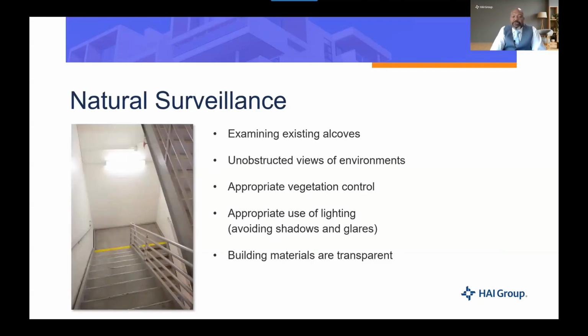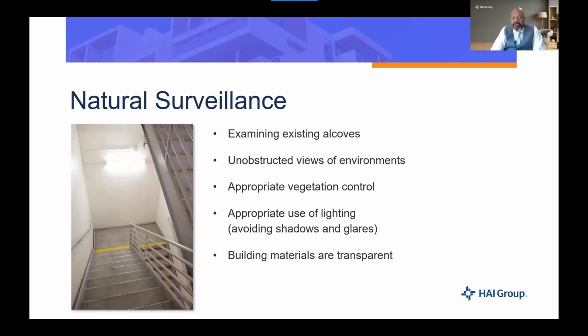So when we talk about natural surveillance, we're examining existing alcoves because, again, sometimes this CPTED is deployed after you have a building or a community already constructed. So you're stuck with certain things. So you want to examine the existing alcoves and decide what's a good way to be able to see or to view what's going on in particular areas.